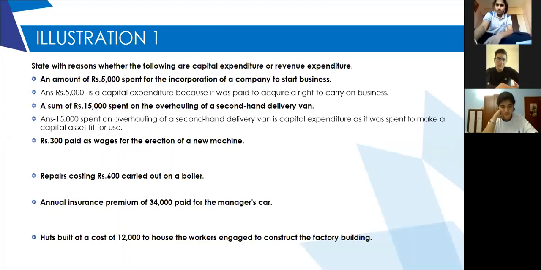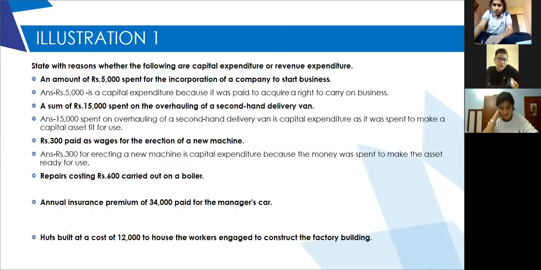Is it relating to an asset? Then it has to be capital. Please understand that. Okay, Sarah: 300 paid as wages for erection of a new machine. Capital or revenue? Capital. Okay, let's see if you're correct.